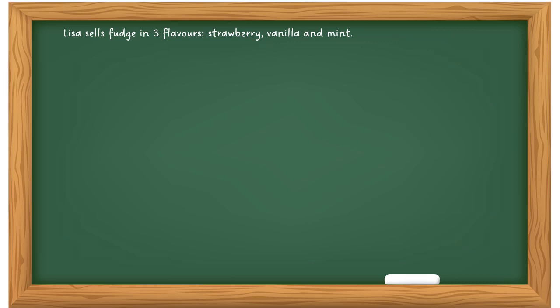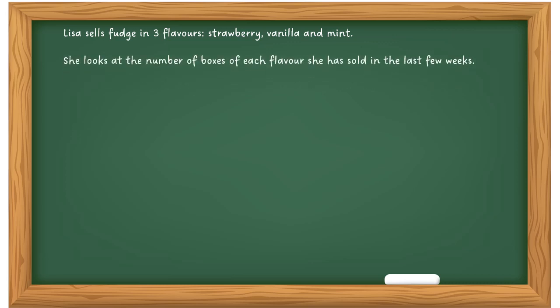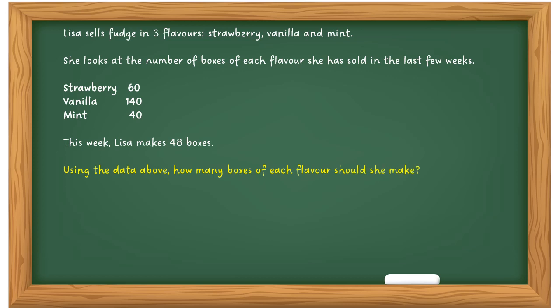Lisa sells fudge in 3 flavours, strawberry, vanilla and mint. She looks at a number of boxes of each flavour she has sold in the last few weeks, and she sold 60 strawberries, 140 vanilla and 40 mint. This week Lisa makes 48 boxes. Using the data above, how many boxes of each flavour should she make? Again, pause the video and think about it logically.